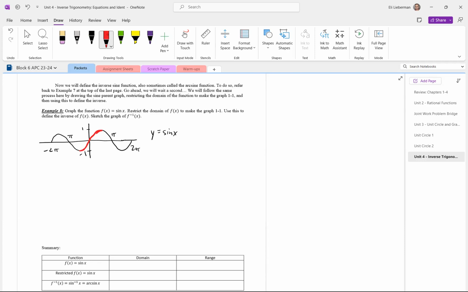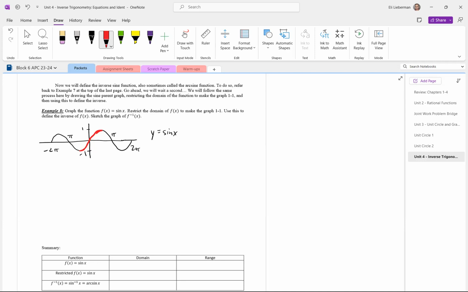Very nice. Someone in my last class chose this interval, from here to here, which is a great interval. But we want to make a standard, so this is what we're going to do. Thank you for your help, Ben. So we're going to find the inverse of that.